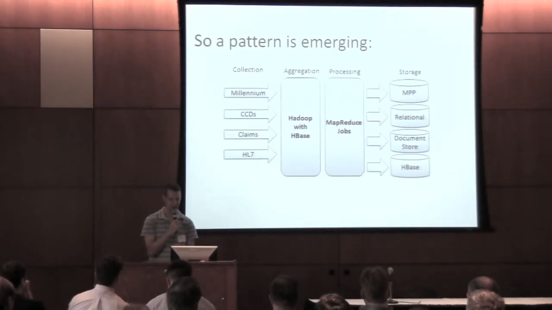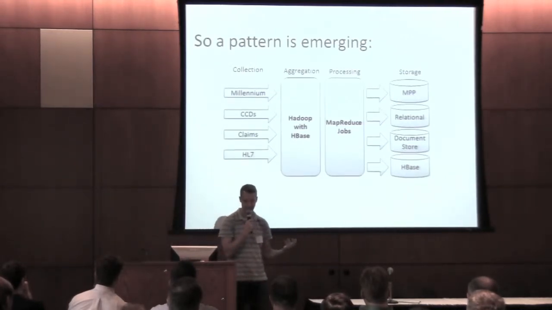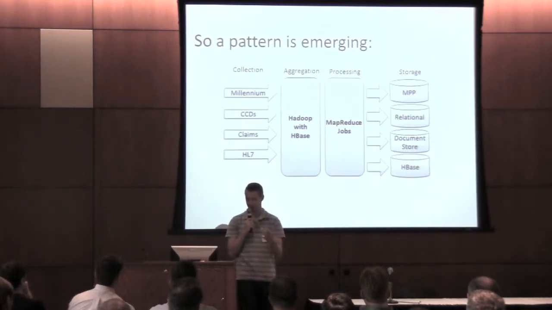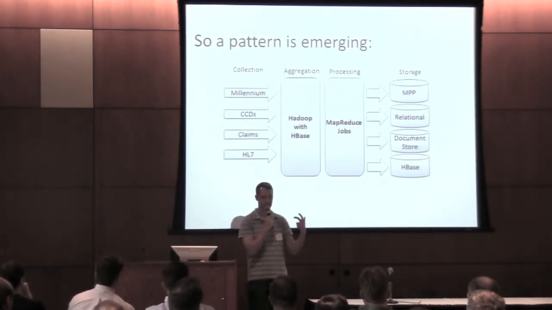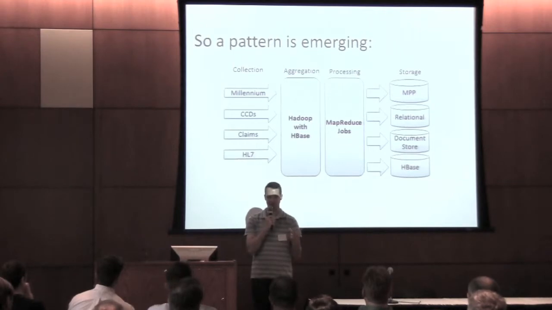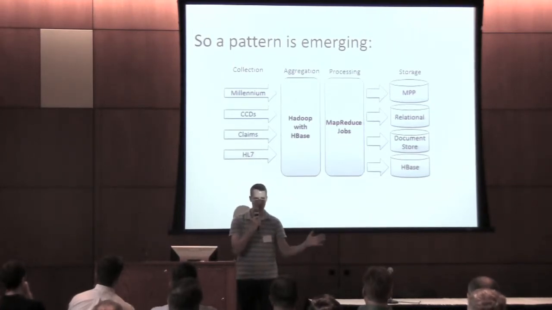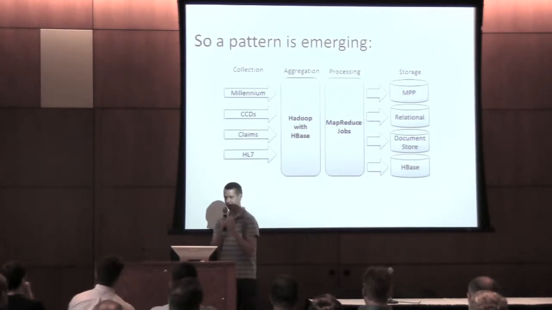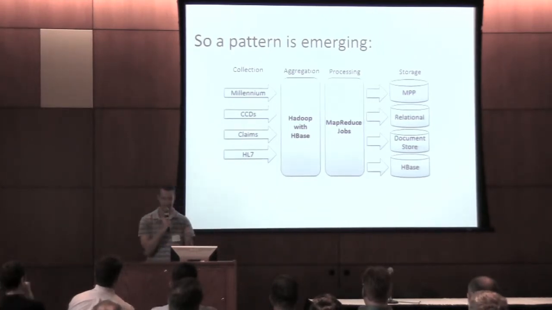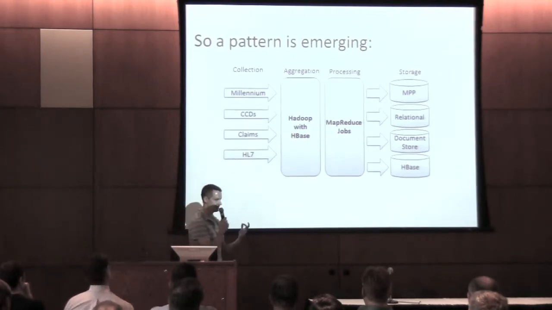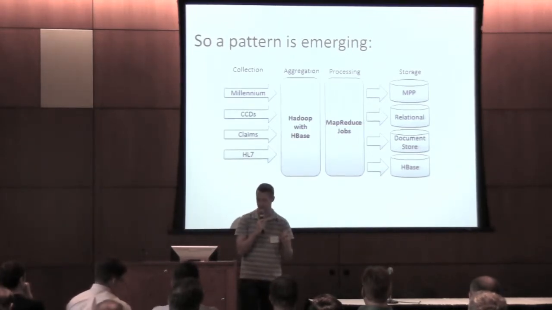So we're seeing a pattern emerging from all this that we're talking about. You might have Millennium come in, which is Cerner's largest system with regards to how we run healthcare across the country. So we have a variety of sources coming into the system. We can aggregate it in Hadoop. We can process it with Hadoop and HBase. But then the output of that just fits the need of the application.